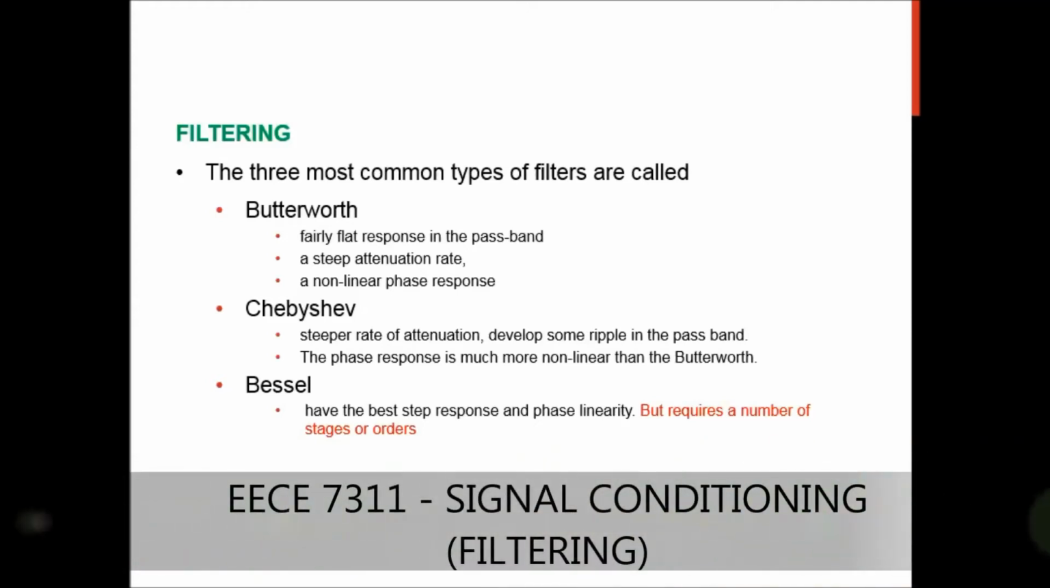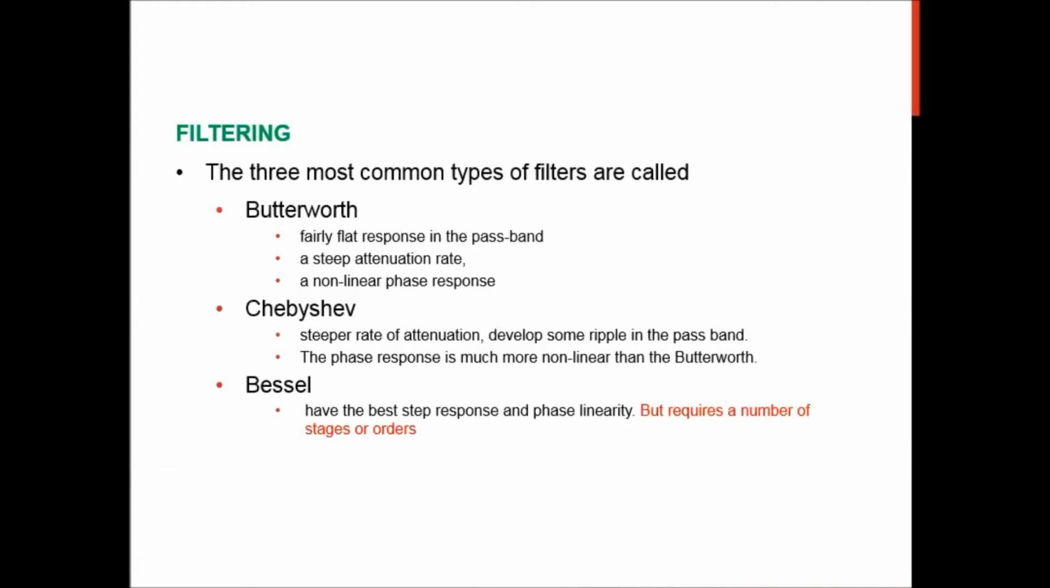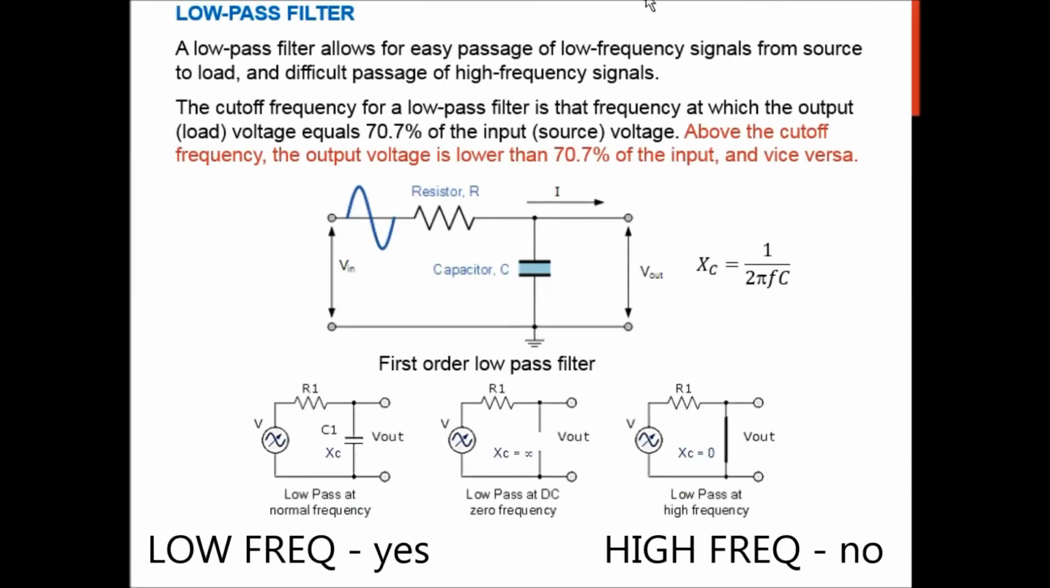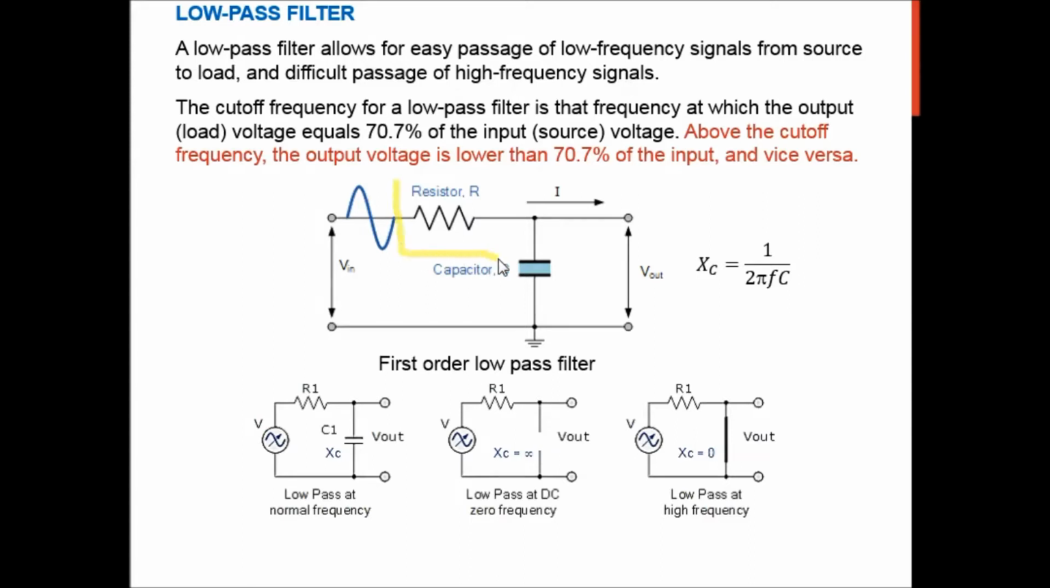So the next signal conditioning method is filtering, but I'm not going to go through these three most common types of filters. I am going to go straight to the low pass filter. A low pass filter allows low frequency signals to pass and blocks high frequency signals. So this is the construction of your low pass.